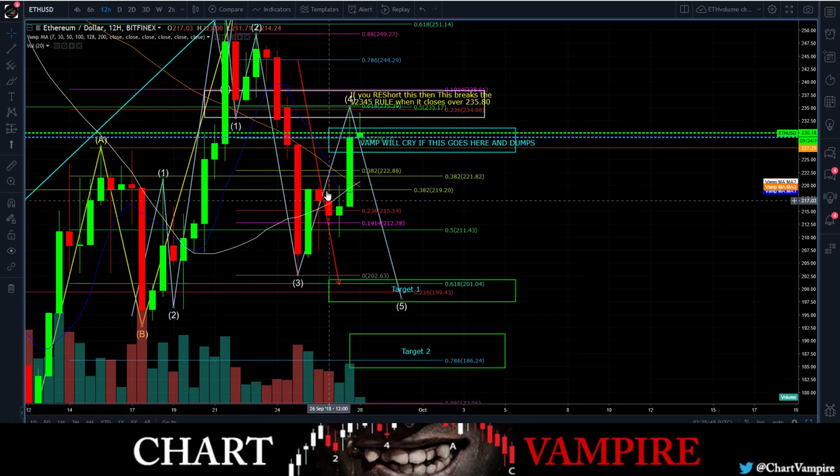Look at this wicked pump, this massive pump where everybody's like, oh my God, I gotta FOMO into this. It's going to the moon, right? This massive pump. Look at this. This is like a weenie green candle.